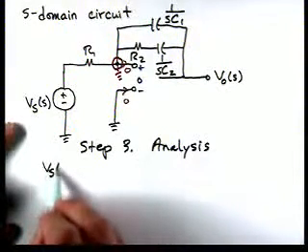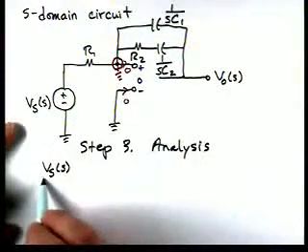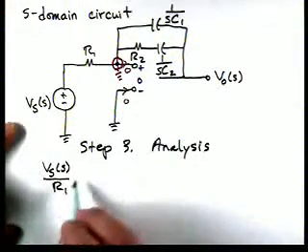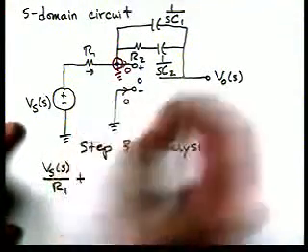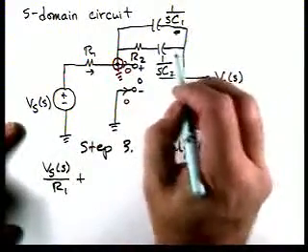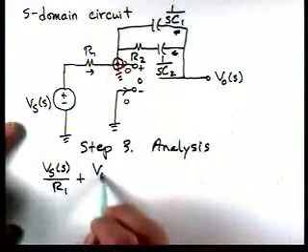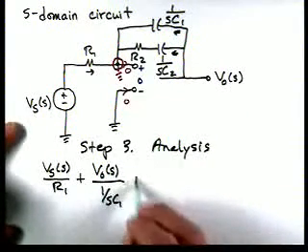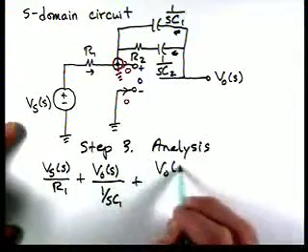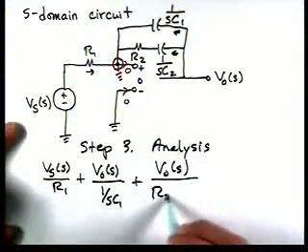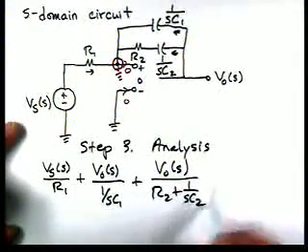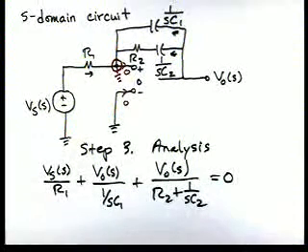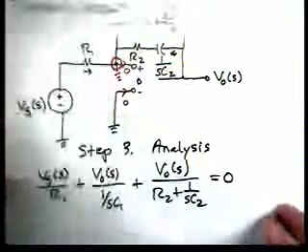So when we do, we'll have V sub S of S over R1. Okay, there's a current going that way. Then we have two currents coming back this way. We have V0 of S over 1 over SC1 plus V0 of S over R2 plus 1 over SC2 equal to 0. So there's our KCL equation. Now it's a matter of working through the algebra.